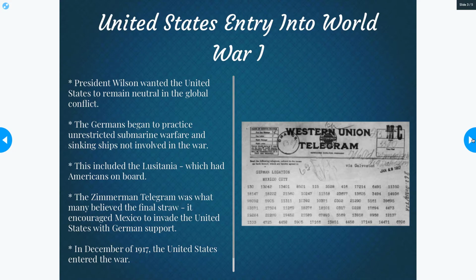Now, once this is intercepted, President Wilson has no choice, and in December of 1917, the United States enters the war and basically turns the tide of the war in the Allies' favor. Had the United States not entered the war, we'll never know, but it did not look like the Allies would have won without the United States.